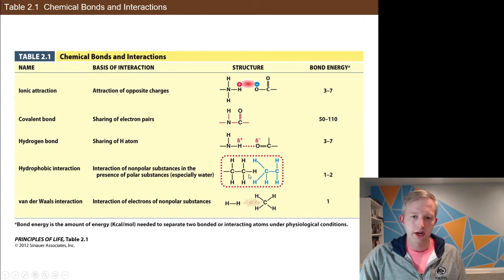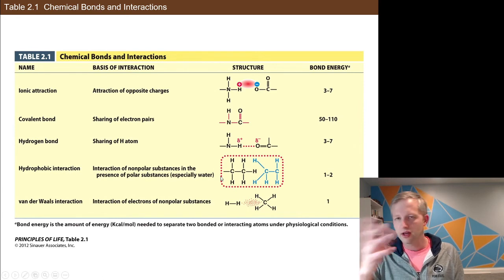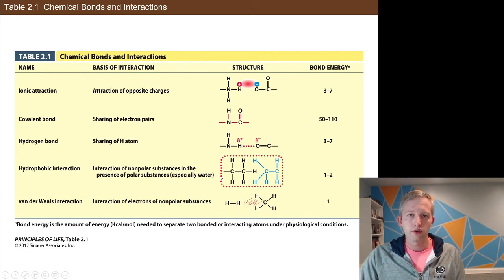It's not an attraction directly related to an exchange of electrons or anything like that, but just a natural tendency, because of the distribution of electrons within these molecules, for a very slight attraction. It's actually related and dependent upon this last one here, van der Waals, which is, again, just the fact that electrons at any given moment are flying all around a molecule. And so in a moment-by-moment snapshot of a molecule, you're not going to have an even, perfect distribution.